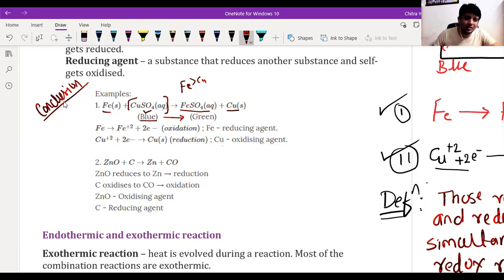So here we have separated both oxidation and reduction reactions. Ferrous is losing two electrons to form a 2 plus ion. A loss of electron is taking place, that's why it is called an oxidation reaction. And ferrous causes reduction of copper, that's why it is called a reducing agent. We will understand this concept. First we have to understand the reaction.